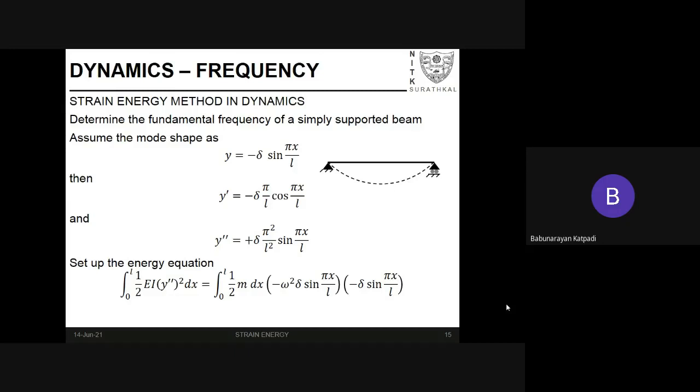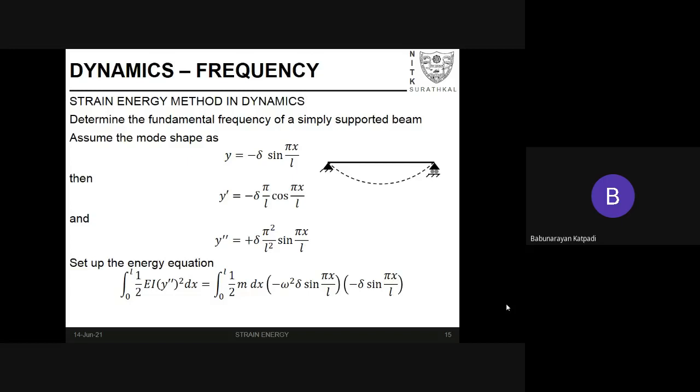What we do is we assume the mode shape. The mode shape is the shape the object takes when it vibrates. For a beam vibrating in the first mode, that is the shape it can take. If you can assume an equation for the mode shape, then the rest of the problem becomes very simple. Here we have sketched the mode shape, and if you see, it is a half sine wave.